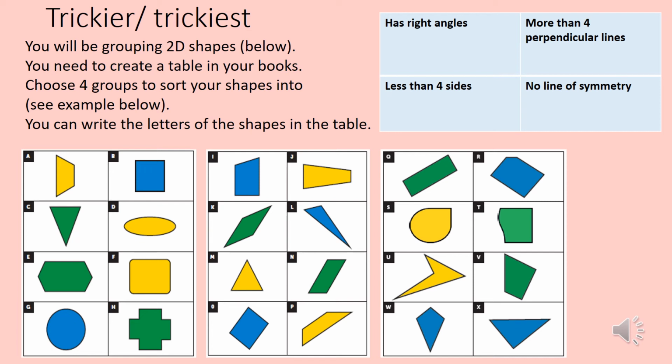And you need to choose four groups to sort your shapes into. So if I was to have my groups, I would have shapes that have right angles, shapes that have more than four perpendicular lines, shapes which have no line of symmetry, and shapes which have less than four sides. So if you want to, you can draw the shapes into your book, or you can write the letter of the shapes. So if you have a look, each shape has letters. So once you've drawn your table, you can write the shapes in, or draw them in. Good luck.